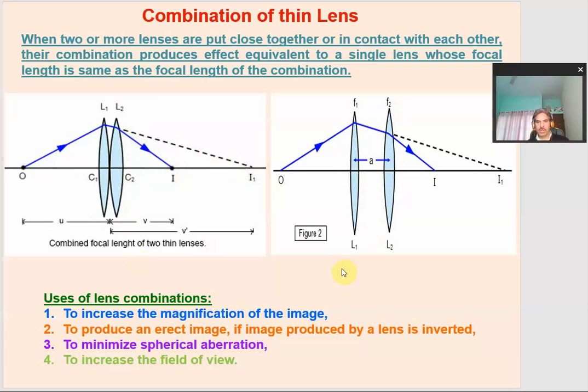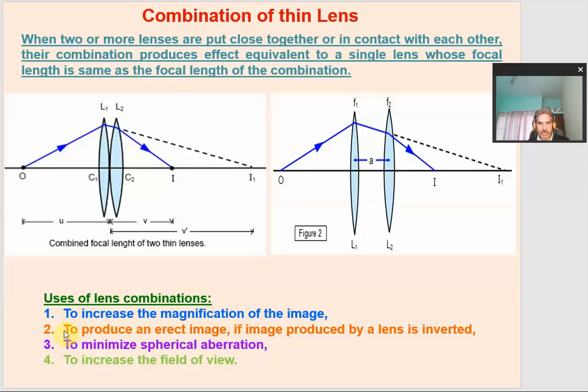What use do lens combinations make for us? Lens combinations are used for various purposes. Number one, a combination of lenses increases the magnification of the image. That means we get a larger image whenever we combine the lenses. In place of a single lens, if we use two lenses, the image will be even larger in size. So that is one application, that the combination of lenses increases the magnification of the image.